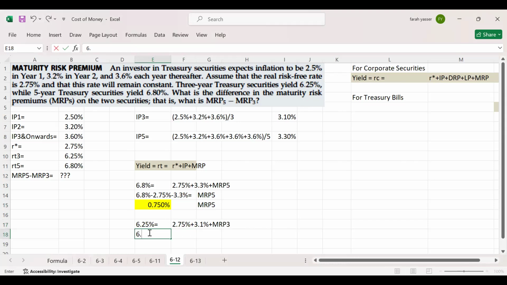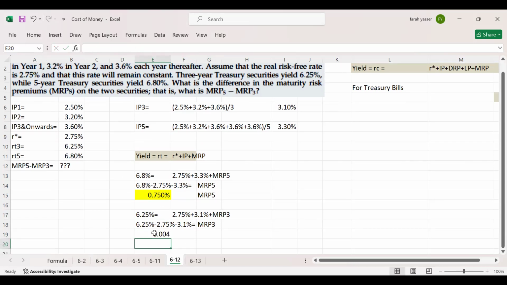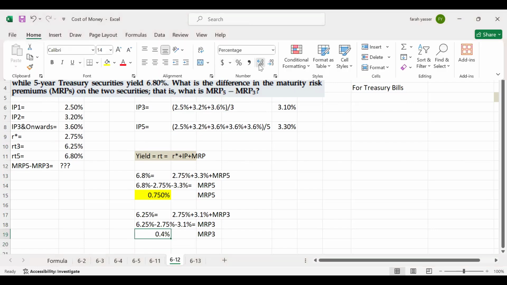Further, we simplify it: 6.25%. We deduct 2.75%, and then we deduct 3.1%, so that we get the maturity risk premium of 3 years. So the answer would be the maturity risk premium of 3 years. We convert this amount into percentage, we will get 0.4%.